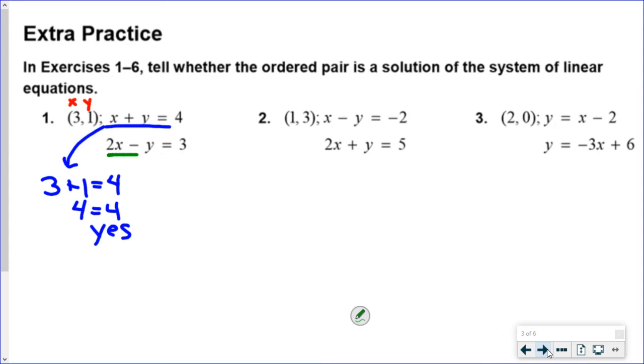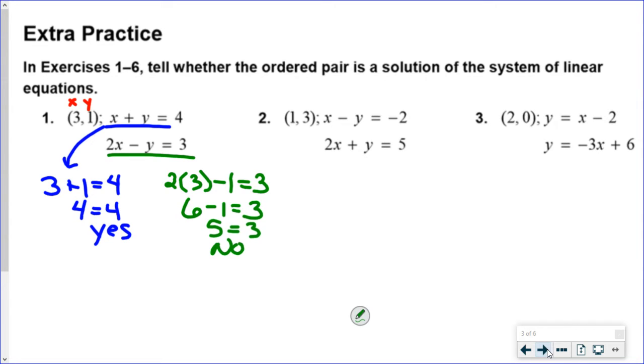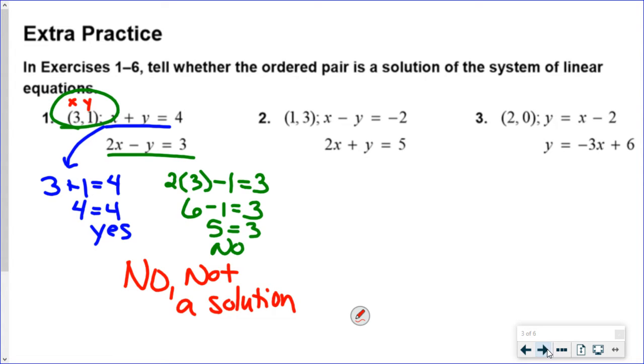Okay, now let's look at the next one. When x is 3, I just substitute a 3 in, and y is 1. Now let's see. 2 times 3 is 6. I'm just doing my PEMDAS. So is 5 equal to 3? No. So is this ordered pair a solution? No, not a solution, because it would need to be a yes for both the blue equation and the green equation.